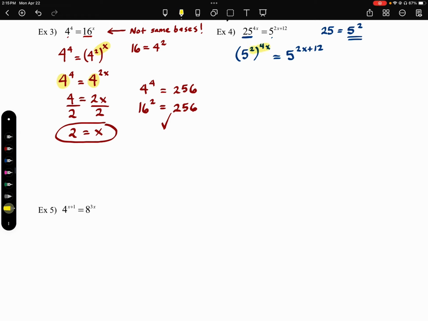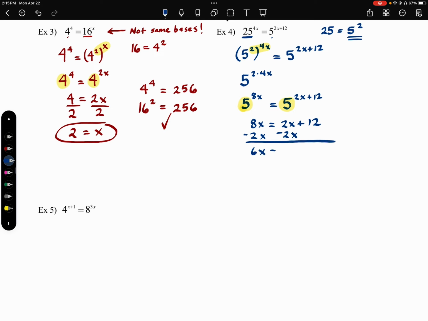All right, and I think you remember your steps here. We need to simplify this side, use your exponent rules. So we've got 5 to the power of 2 times 4x, which should give us 5 to the power of 8x. And then we'll just bring down the expression on the other side. And now that we've got the same base on each side, let's just set the exponents equal. 8x is going to equal 2x plus 12. Subtract 2x from each side, and we get 6x is equal to 12. And it looks like then our x is going to equal 2.